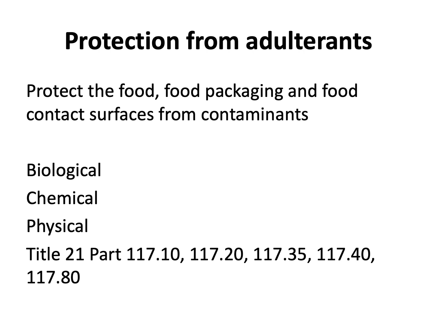Number 5, protection from adulterants. What is an adulterant anyway? Anything that's biological, chemical, or physical that could cause injury, illness, or worst case scenario, death in the absence of its control. So our job is to protect the food, packaging, and food contact surfaces from contaminants. It's covered specifically in Title 21, Part 117.10, 117.20, 117.35, 117.40, and 117.80.